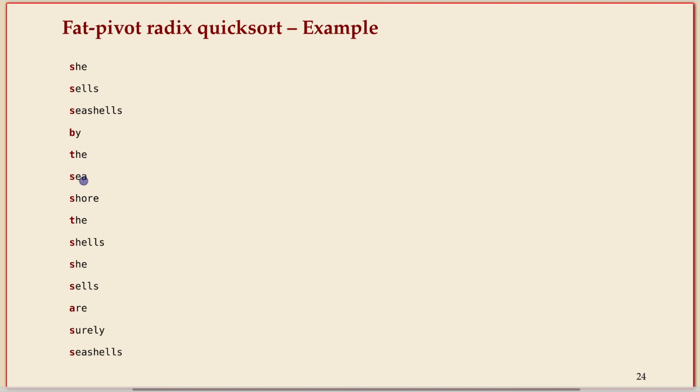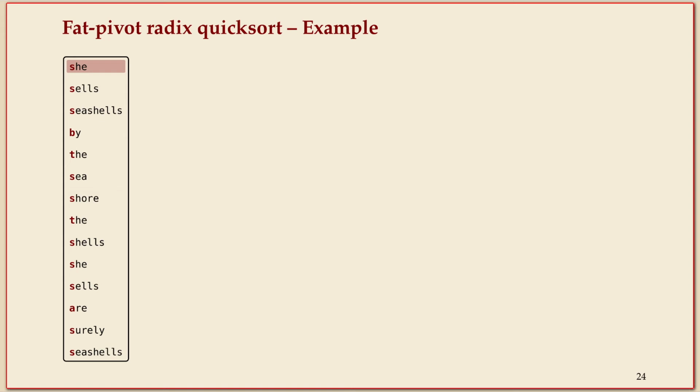So here's a list of strings chosen so that it has some non-trivial common prefixes. That's our list. In the first recursive call, we pick a pivot string, but what we really look at is only the red characters. I hope you can make out the color, that these are red and these are black. So we only compare the first character of each string. And so S is our pivot.